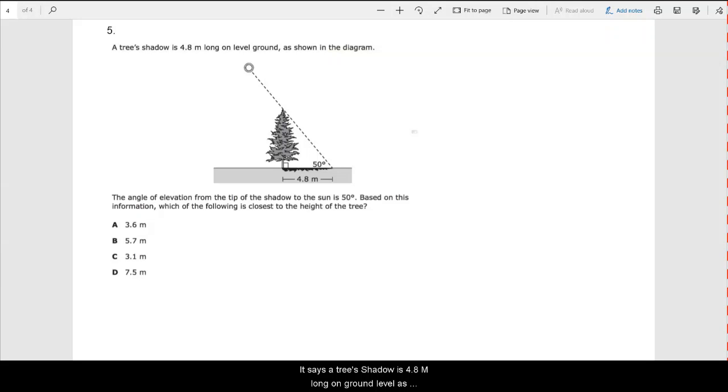Okay, so number 5 is a very common trigonometry style of problem. It says a tree's shadow is 4.8 meters long on ground level as shown in the diagram. The angle of elevation from the tip of the shadow to the sun is 50 degrees.